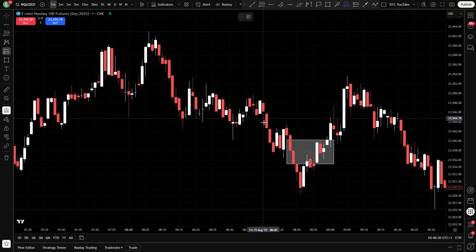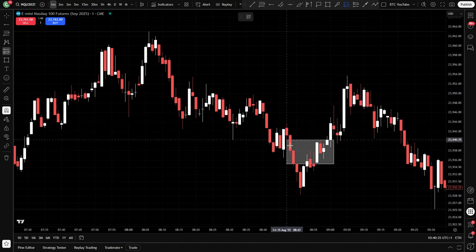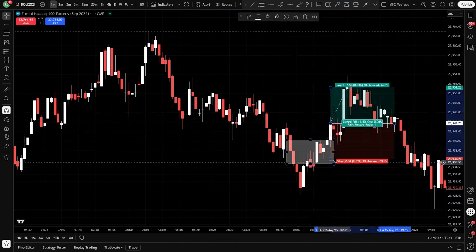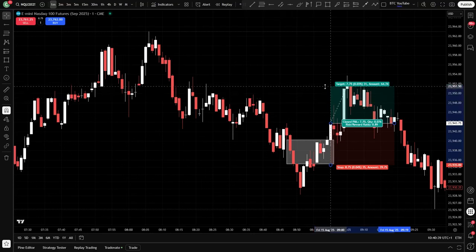Probably wouldn't have taken this one because we hit the internal swing high of the V shape before we actually closed, as you can see. So I probably wouldn't have taken this one personally. Still would have worked here, as you can see.